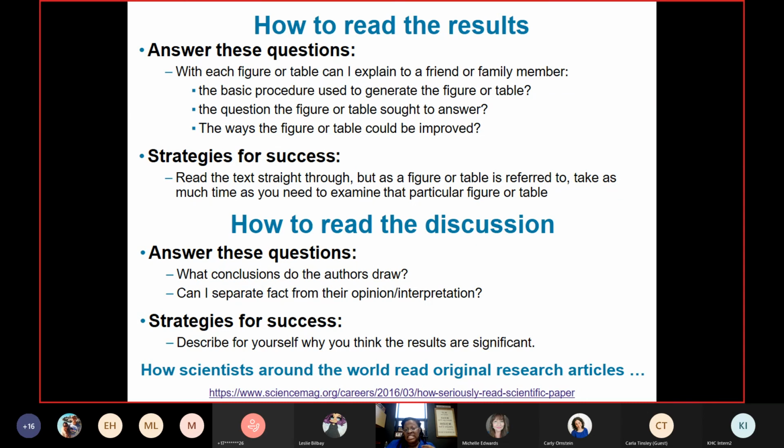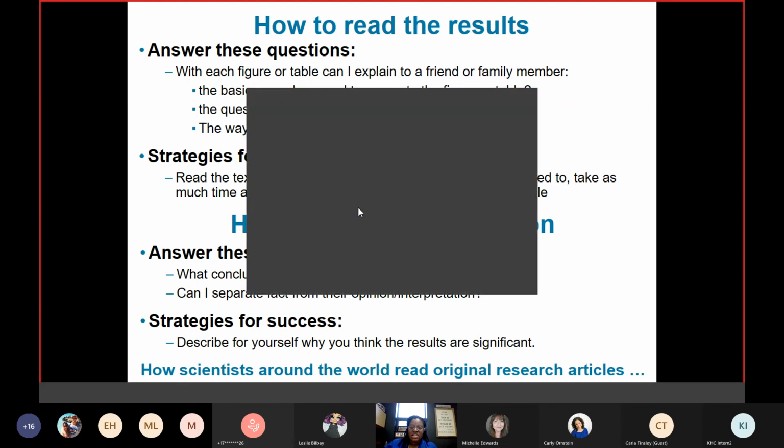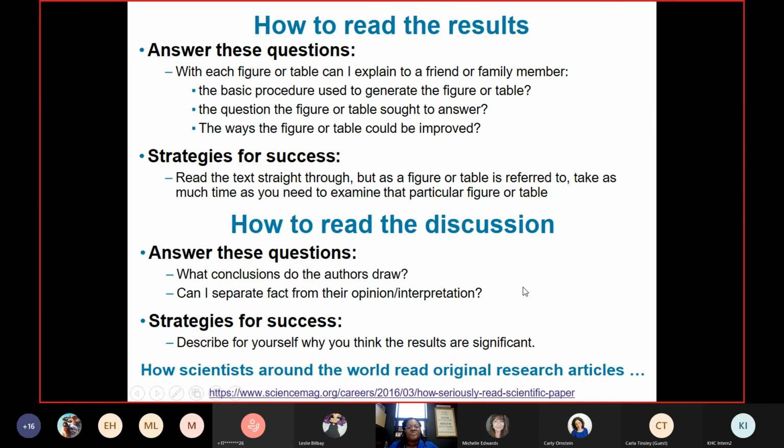So, strategies for success when you read the results section: read the text straight through, but as a figure or table is referred to in the actual verbiage, take as much time as you need to go look at the figure and figure out what's going on. The figures are going to have captions, and the captions are going to say, this is a bar graph reflecting mutation changes in these patient populations. That's going to help you understand what's happening in the figure, and the labels and the colors and the keys and all those things. And the same thing with the table. So you shouldn't feel like you have to rush through a figure to understand exactly what is going on.